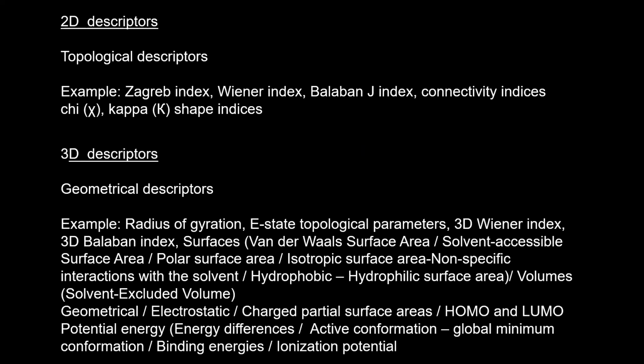Then we have three-dimensional descriptors: radius of gyration, van der Waals surface area, polar surface area, solvent accessible area, hydrophilic surface area, volume of the molecule, electrostatic charged partial surface area, highest occupied molecular orbital, lowest unoccupied molecular orbital, potential energy difference between these two, minimum energy conformation, binding energy, ionization potential. All these are three-dimensional descriptors.